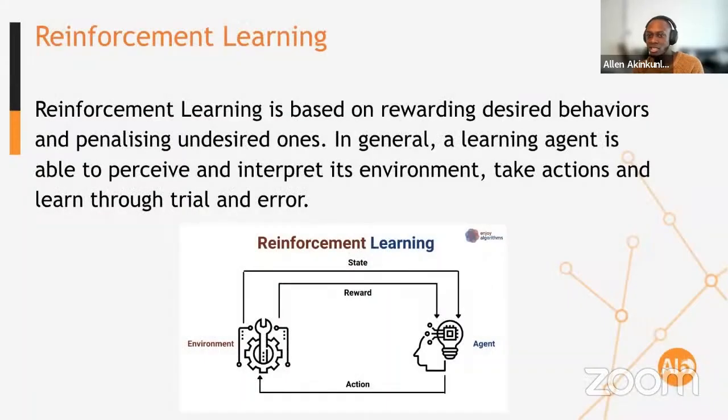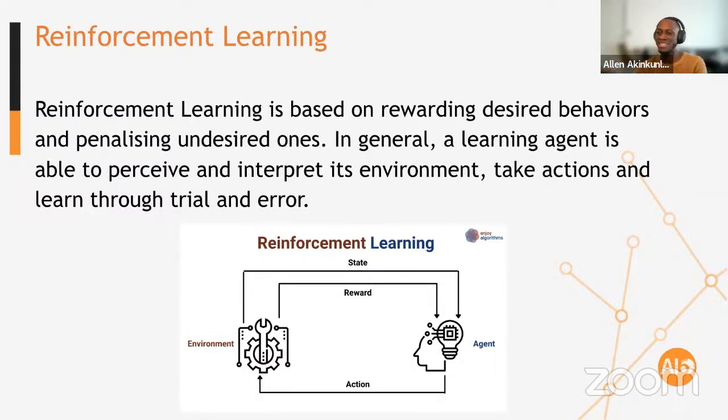And reinforcement learning is a very different type of paradigm of building models, right? It's basically based on rewarding behaviors and penalizing behaviors that are undesired, right?